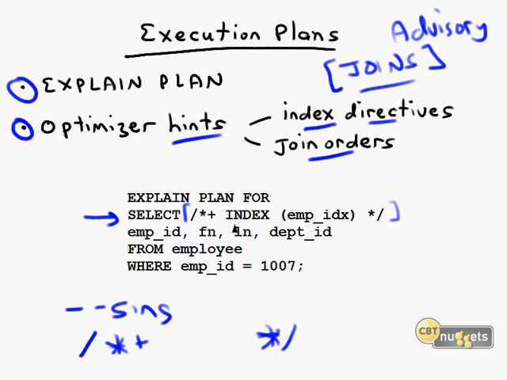So in this simple example, we're selecting 1, 2, 3, 4 columns from the employee table where emp ID is 1007, and we're forcing Oracle to use the emp IDX index. That's really all there is to it. The toughest part is just to learn the syntax, some of the keywords and ways that we can customize the execution plan. You don't need to know the subject to that degree of depth to pass your SQL fundamentals test, so don't worry about that.